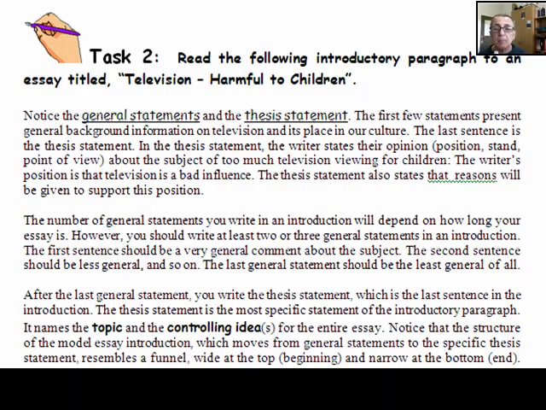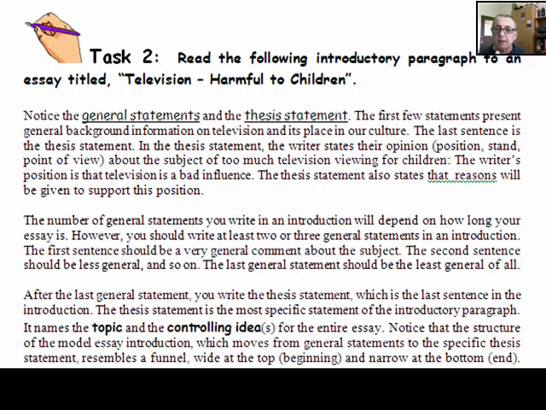Now, the number of general statements you write in an introduction will depend on how long an essay is. However, you should write at least 2 or 3 general statements in the introduction. The first sentence should be a very general or broad comment about the subject. The second sentence should be less general, third sentence less general still, and so on. So the last general statement should be the least general of all.